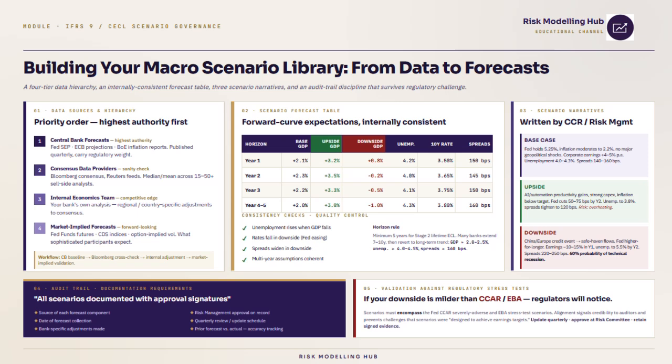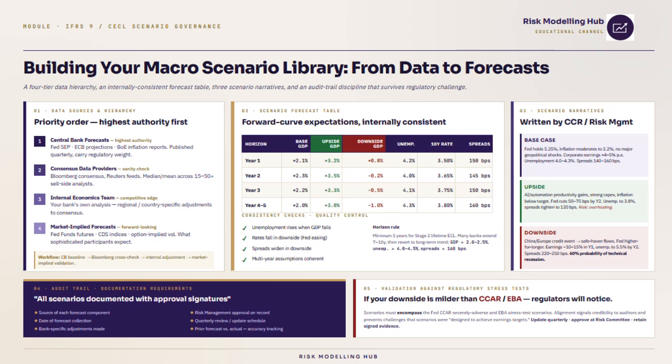Then, as we discussed, the consensus data providers like Bloomberg and Reuters, with the mean and median across 15 to 50 plus sell-side analysts. Third, your own internal economics team, for the competitive edge and portfolio-specific adjustments. And fourth, the market-implied forecasts from futures, CDS indices, option implied volatility, etc.